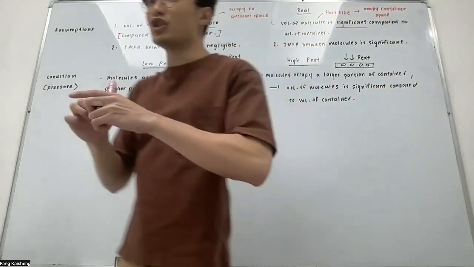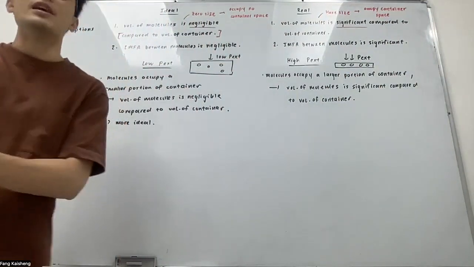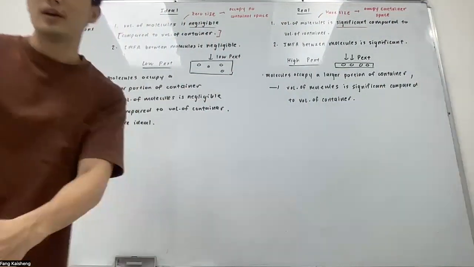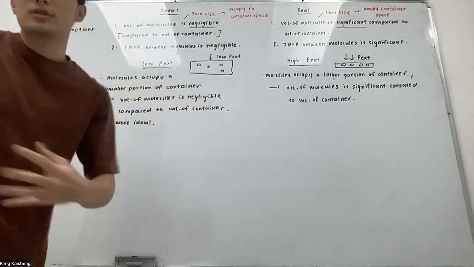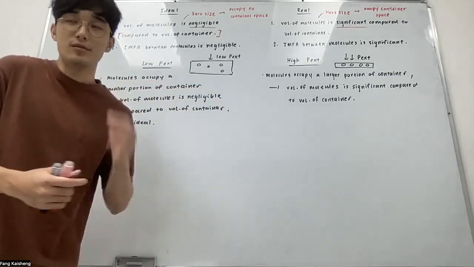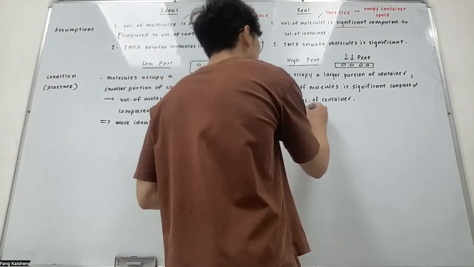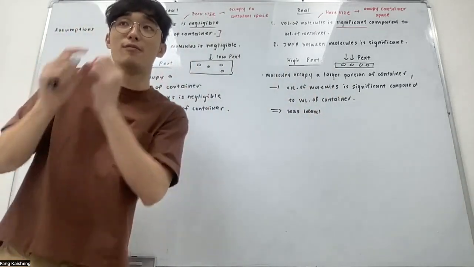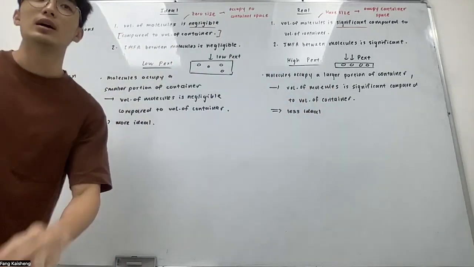Again, by changing the conditions, we can have different behavior of the gases. Some gases will be more ideal, some gases will be less. So if the volume is more significant, is the gas more ideal or less ideal? Less ideal. So in other words, if you want the gas to behave more like an ideal gas, you have to make sure that the external pressure is low.